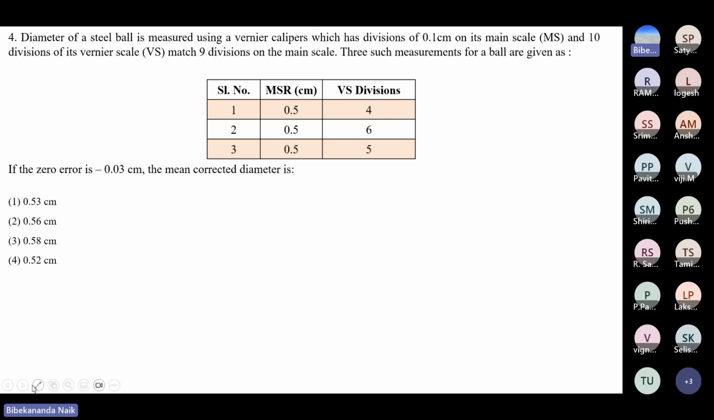So here, the zero error is minus 0.03 centimeter, that is, it has negative zero error. The main scale has divisions of 0.1 centimeter, and 10 divisions of the vernier scale coincide with 9 divisions of the main scale. Three measurements are given, and we want to find the mean corrected diameter. These are the four options. I will give you 3-4 minutes to solve this, and after that I will solve it for you. So please try to solve this.